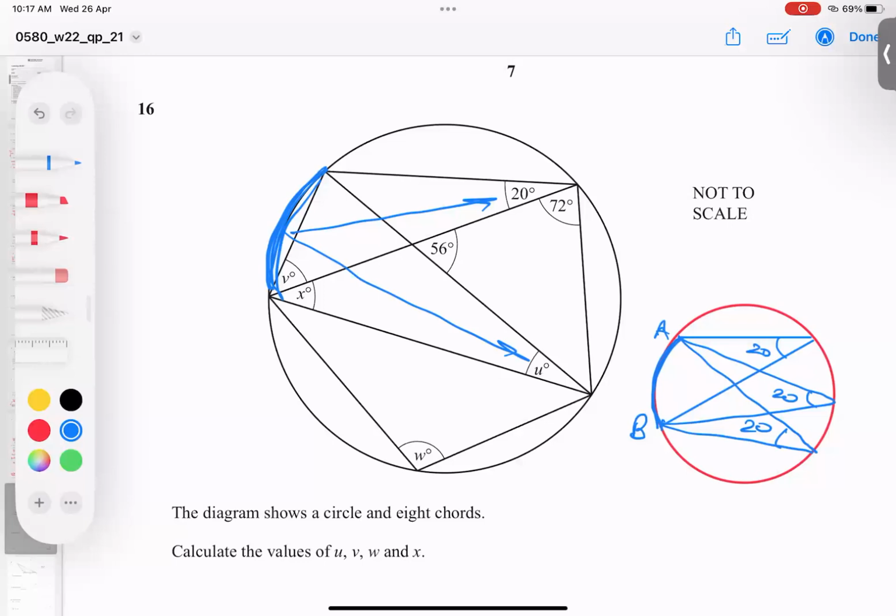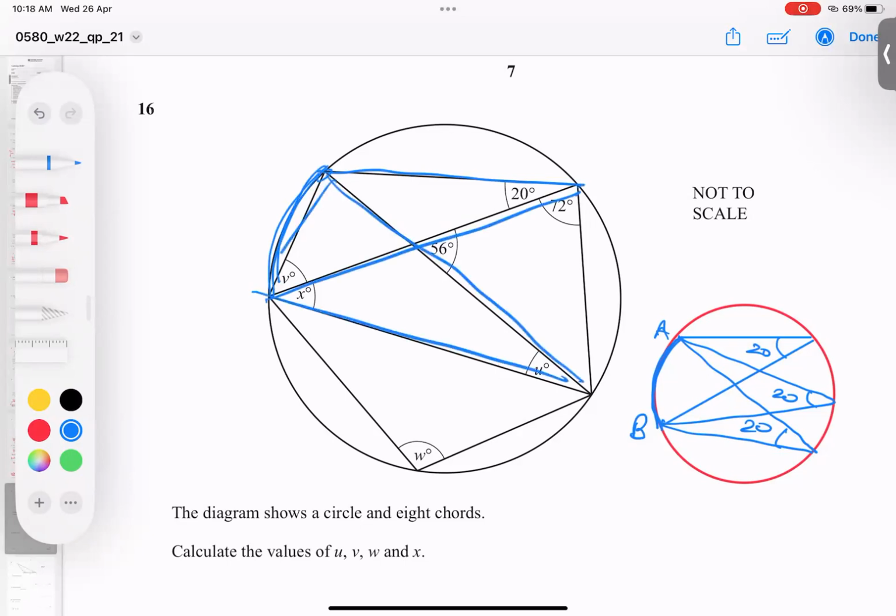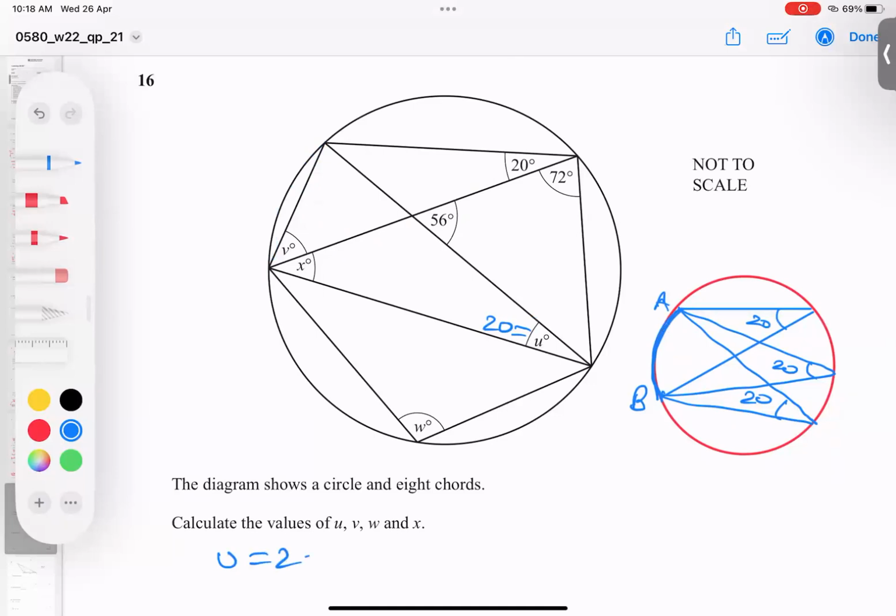I hope it's clear. And I repeat again the concept. So this arc length is fixed, starting from here, meeting here, and starting from here, meeting here. So this angle is the same angle as this one. So I hope the concept is very clear. So U is 20 for sure. So I'm writing here 20. So U is 20. Done.